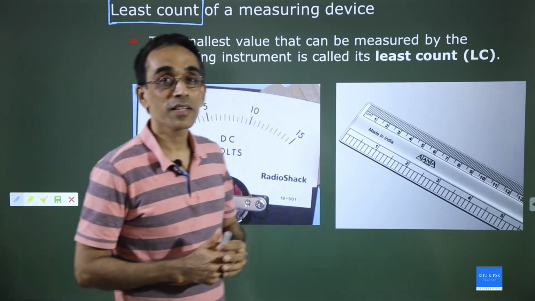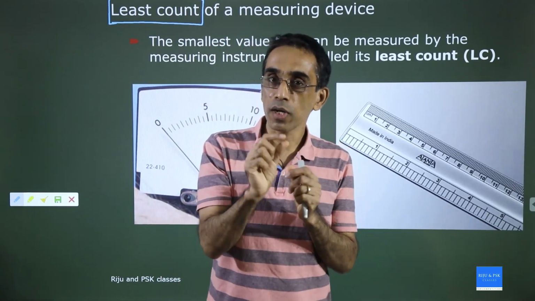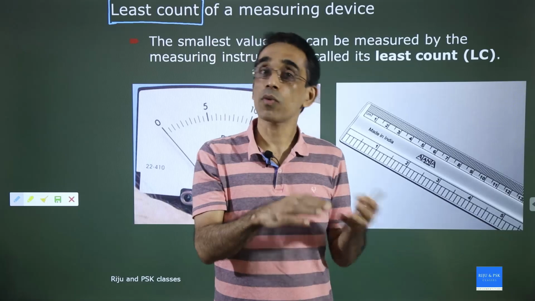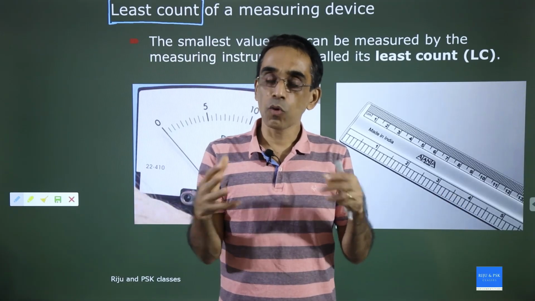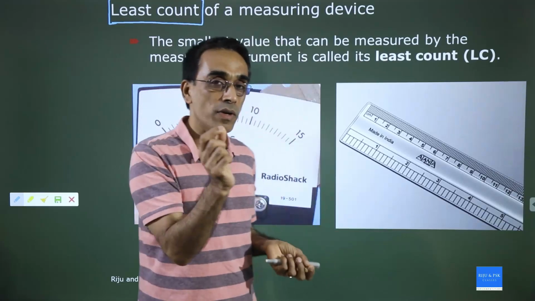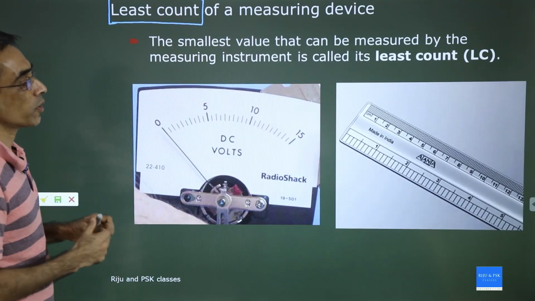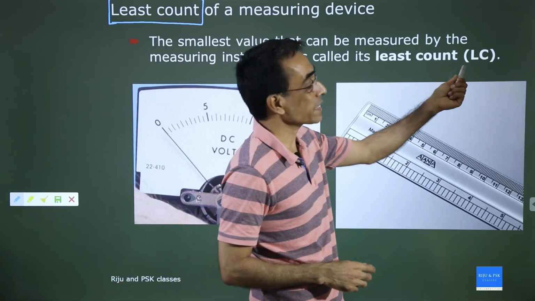What is least count? Yourself tell me. What is least count? It is the smallest value a device can measure. Whatever be the device, scale, voltmeter, ammeter, pressure meter, energy meter, whatever be it, the smallest value that it can measure is called its least count, and that is obviously written as LC.